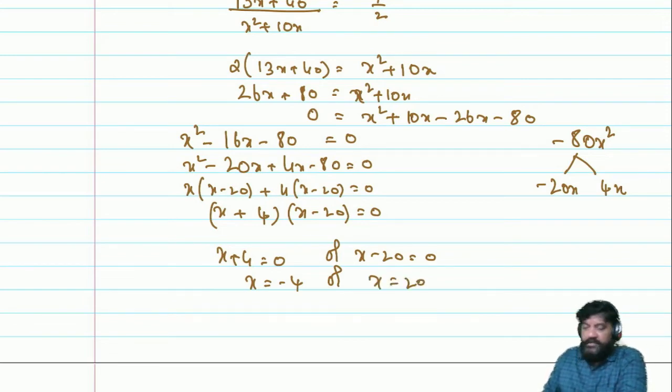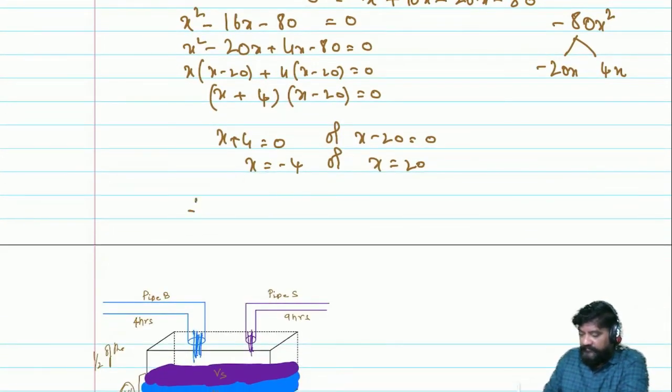X here is the number of hours, and a number of hours cannot be a negative term. I cannot have minus 4 hours. I can only have a positive number of hours. And therefore, the x value has to be 20. We disregard this solution. Therefore, x is equal to 20.